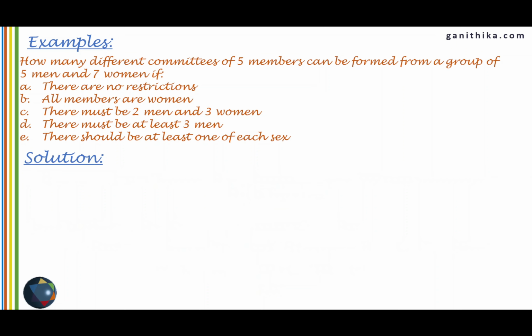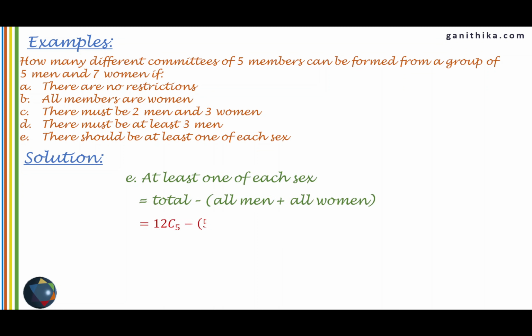Question E. There should be at least 1 of each sex, which means there is at least 1 man and 1 woman. But this is the opposite of having an all-men or all-women group. Therefore, it is total minus all men minus all women, which is 12C5 minus (5C5 plus 7C5) in brackets. The total will be 770 such committees that can be formed.